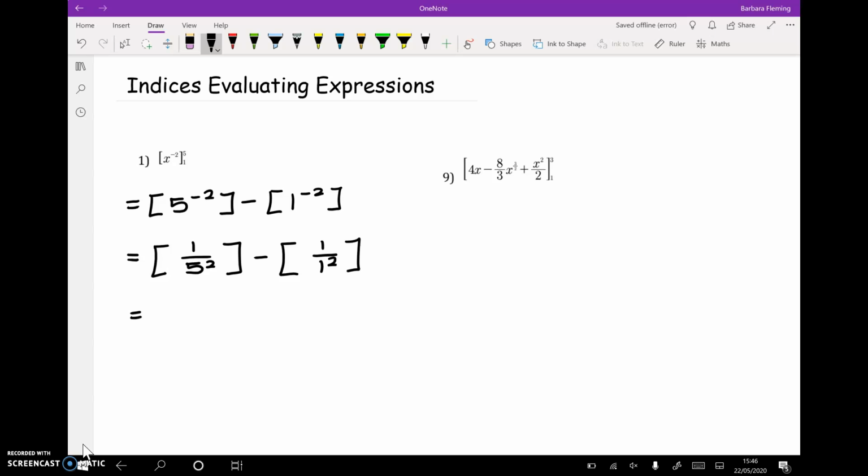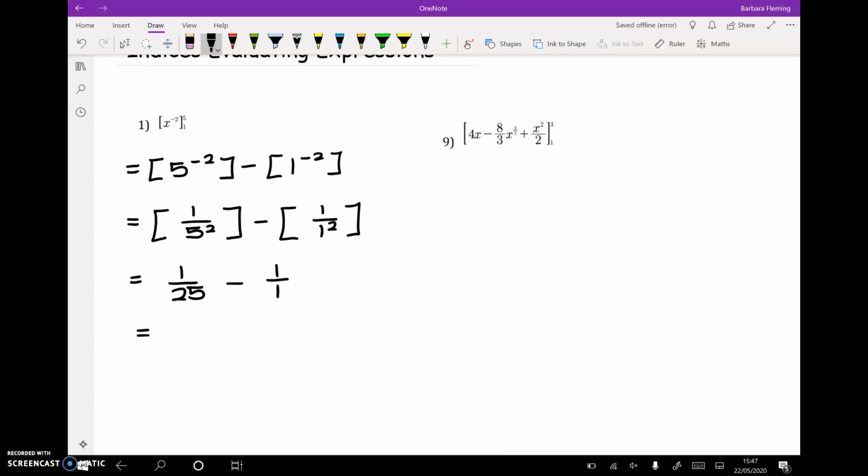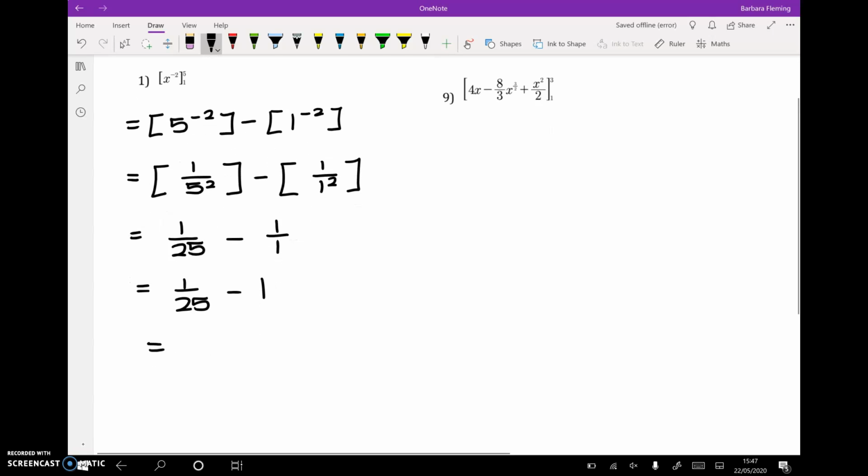And we calculate that. That's 1 over 25, take away 1 over 1. I just got rid of my 2 brackets there because I know that nothing's going to be affected by that takeaway. When there's more than one term, which we'll see in the next question, we have to be a little bit more careful there. But the brackets didn't change anything, so I just removed them. 1 over 25, take away 1 over 1 is just the number 1. And we can write that as 1 over 25.